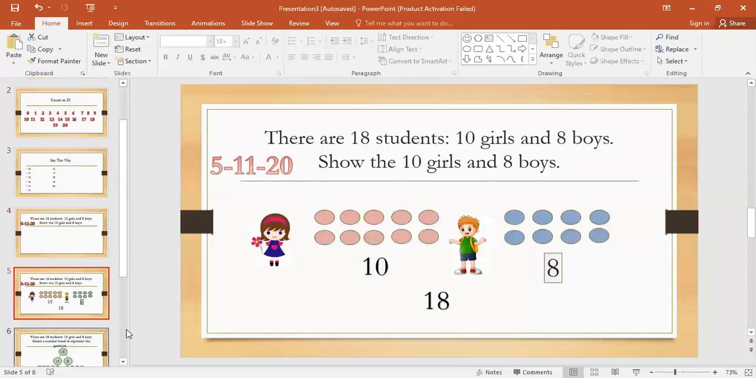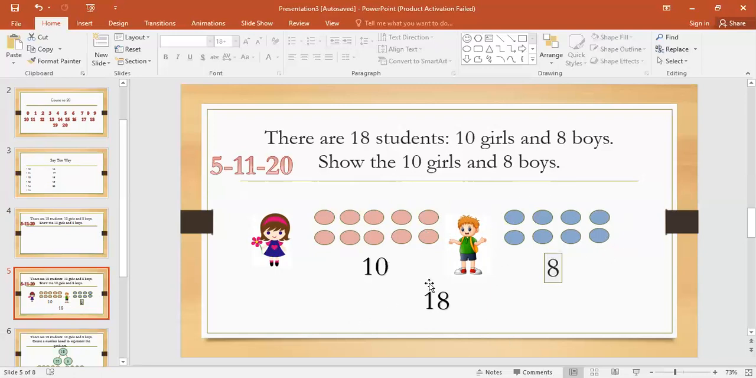Great job, guys. Okay, so this is what I did for my picture. There were 18 students, 10 girls and 8 boys. Show the 10 girls and 8 boys. We did that with pictures with circles. So circles are what we used to show our pictures. Remember, this is called modeling. Modeling our problem when we use pictures or objects to show our problem.